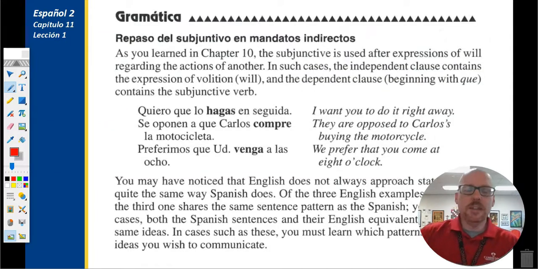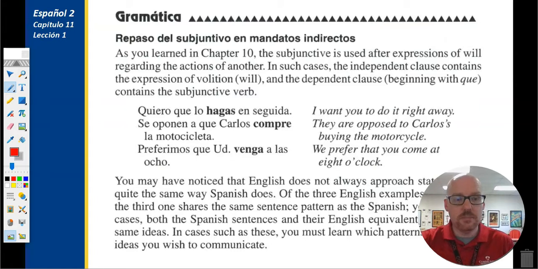Our grammar for this lesson is a quick review of el subjuntivo, indirect commands, mandatos indirectos. We went over in chapter 10 that the subjunctive is used after expressions of will, that voluntad, that desire regarding the actions of another. In these cases, the independent clause will have that expression of volition, voluntad, of will. That expression of will is our sign that the dependent clause is going to have its verb conjugated in the subjunctive mood. We will see that verb of desire plus que, and then after that que, we will see the verb conjugated in the subjunctive.